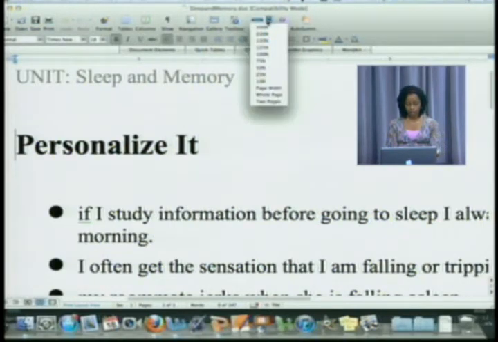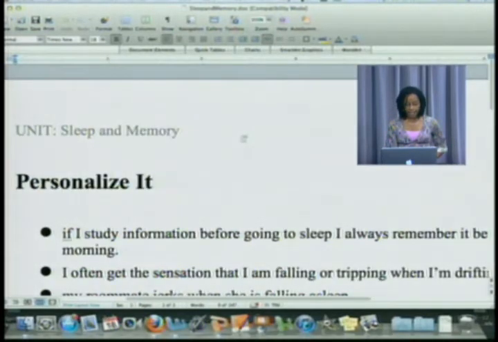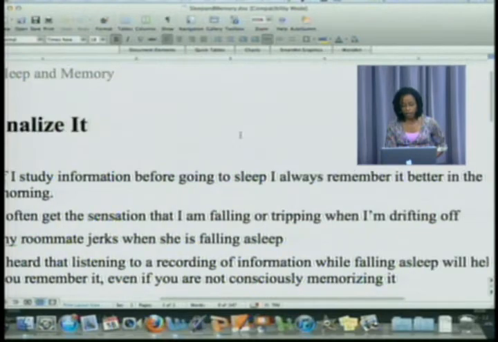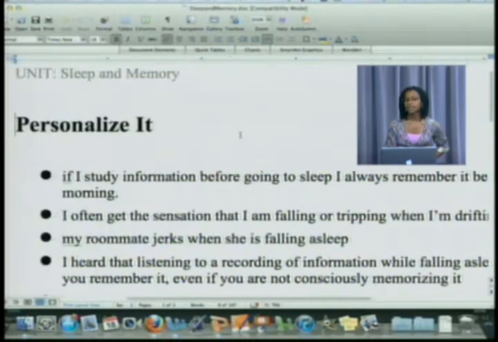Another student said that I often get the sensation that I'm falling asleep or tripping when I'm drifting off to sleep. So this is something that they observed, and they didn't really have an understanding of why that was. So that's a cue to me that might be a point of discussion that we can have, and something that I can explain as we continue in the discussion.